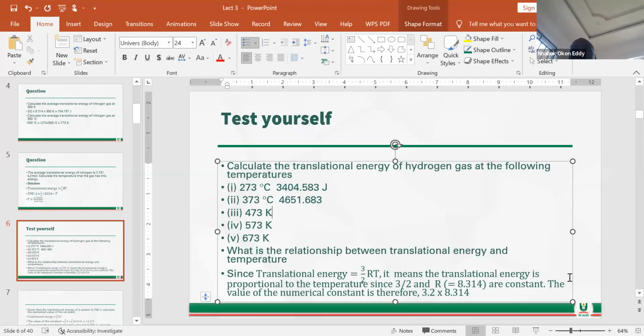Since 3/2 and R are constant, the value of the numerical constant is therefore 3/2 times 8.314, which is what? Sorry, that should be 3/2, not 3.2. That is 3 divided by 2, which is 1.5, multiplied by 8.314. So the value of the constant is 12.471. So to calculate the translational energy, just multiply the temperature by 12.471. If you do that, you have the answer.